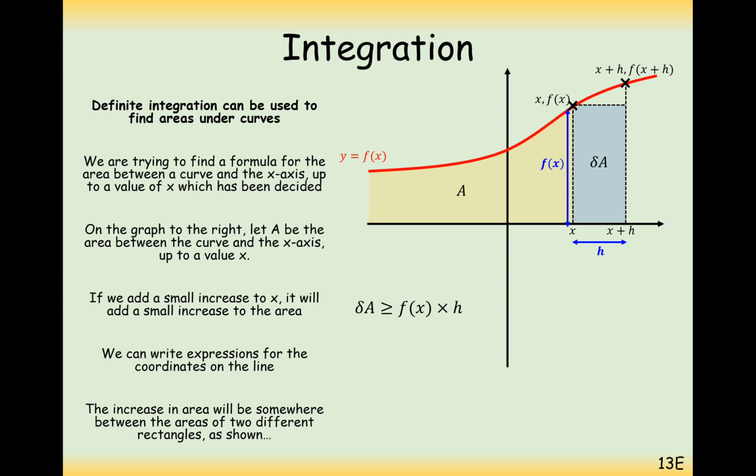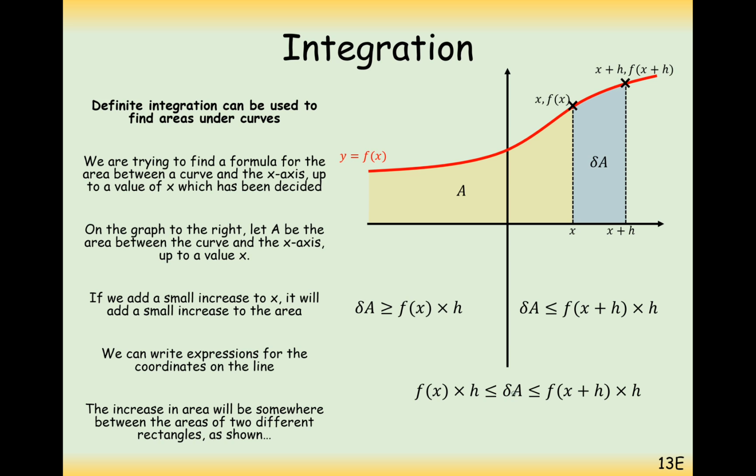so f of x times h. And now we'll look at a slightly bigger area than what we're looking at here on the curve. So that's going to be the base, again here is h, and the height this time is f of x plus h. And this area here is going to be bigger than what we're actually looking for. So this time delta A is going to be smaller than f of x plus h times h. So what we can then say is that the small change in the area is in between f of x times h and f of x plus h times h.